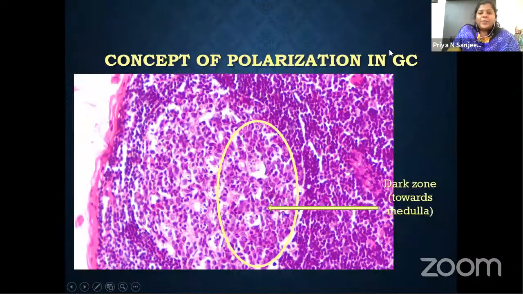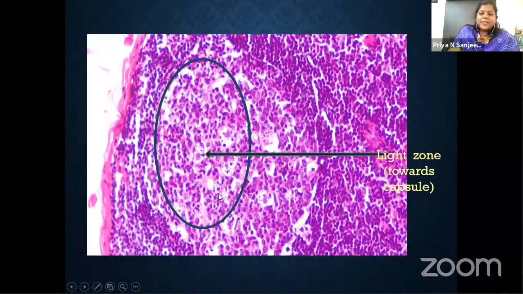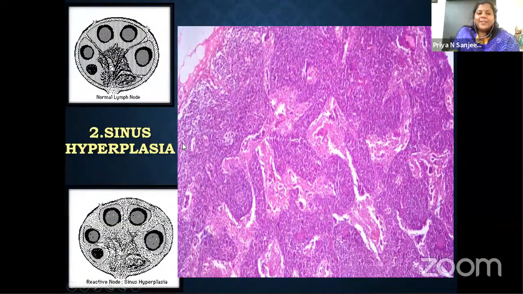The germinal center is dynamic because it has the concept of polarization. This is the germinal center. You can see the dark areas towards the medulla, and you can see the lighter areas towards the capsule. This is called the polarization of the germinal center.